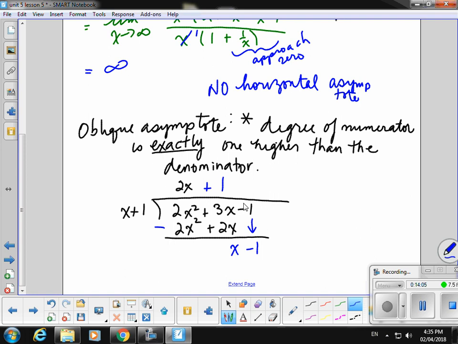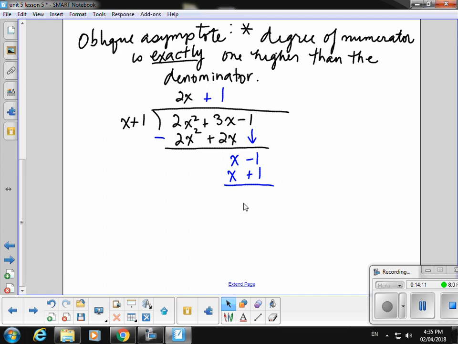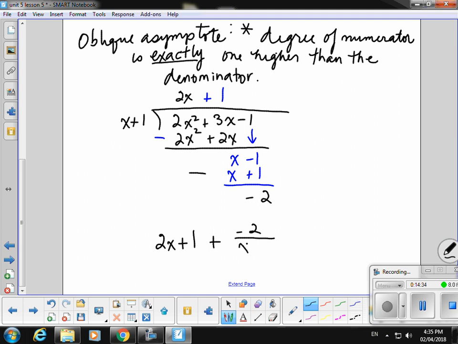X goes into x minus 1 one time. 1 times x is x. 1 times 1 is 1. I am going to subtract. Negative 1 subtract 1 is negative 2. So I can write this function as 2x plus 1 plus the remainder over the denominator. So that is the same as my original function, just written in a very ugly different way.